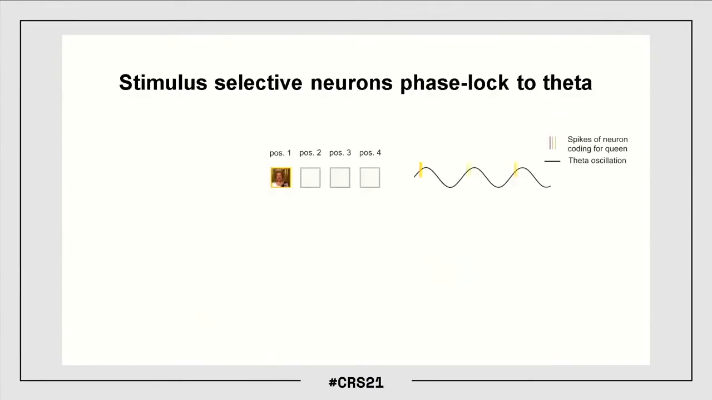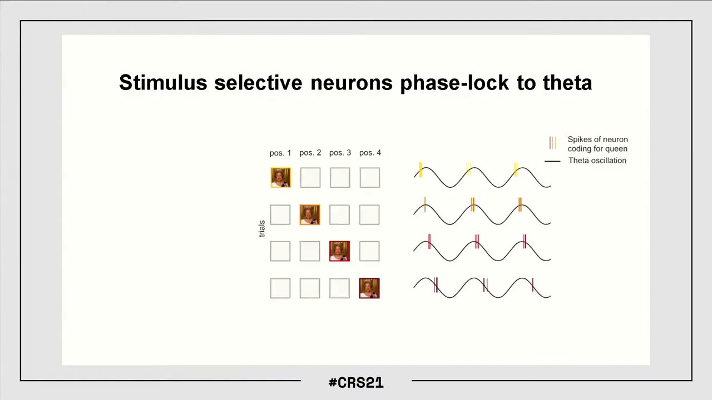Let us briefly remind ourselves of what we would expect based on Lisman and Idiart's model. If we have a trial on which a neuron's preferred stimulus, for instance, Queen of England, is shown at sequence position 1, and then followed by 3 arbitrary stimuli, we would expect a neuron coding for this stimulus to fire early on every cycle of the theta oscillation, as it's pictured here. If the stimulus is shown at position 2, we would expect it to fire a little later, and so on.